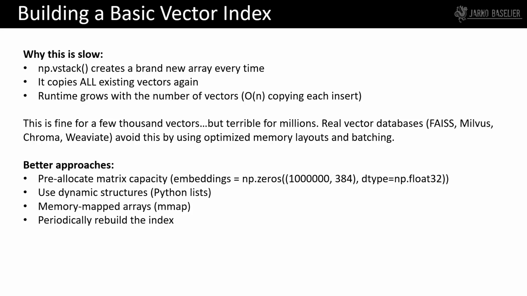And this is fine for a few thousand vectors, but terrible for millions. Real vector databases like FAISS, Milvus, Chroma, Weaviate avoid this by using optimized memory layouts and batching. So better approaches: pre-allocate matrix capacity, where embeddings equals np.zeros of 1,384, dtype np.float32. Well, this doesn't say anything, but this is just the method on how to do this. We can use dynamic structures like Python lists. We can use memory mapped arrays with mmap, and we can periodically rebuild the index.